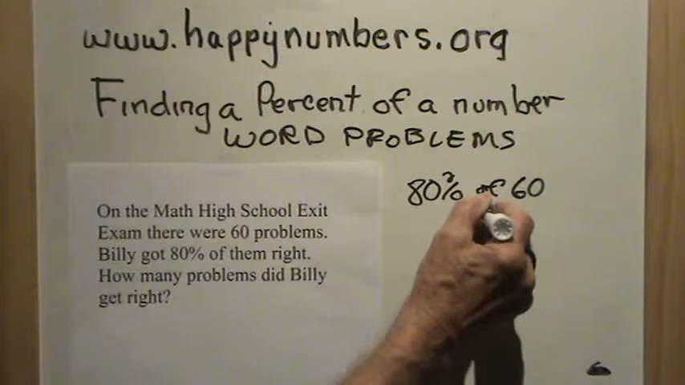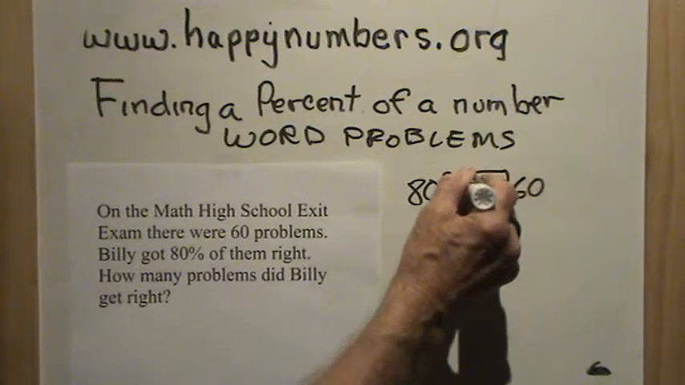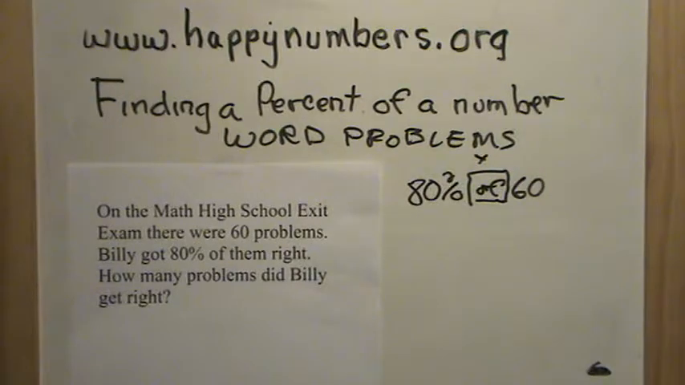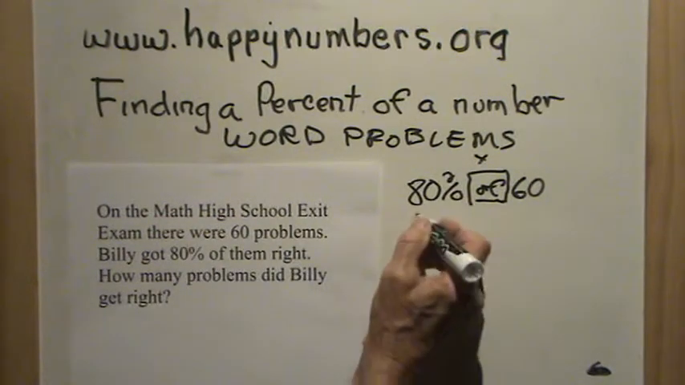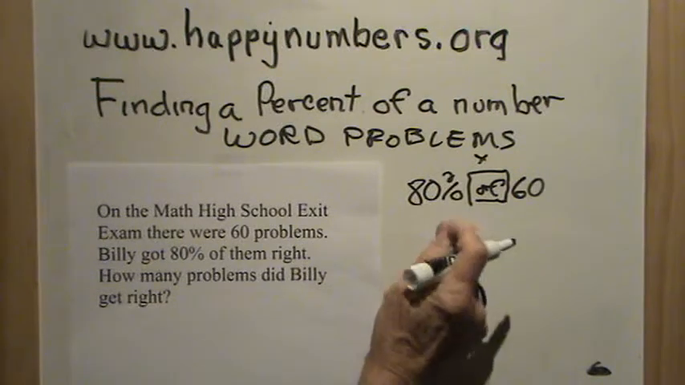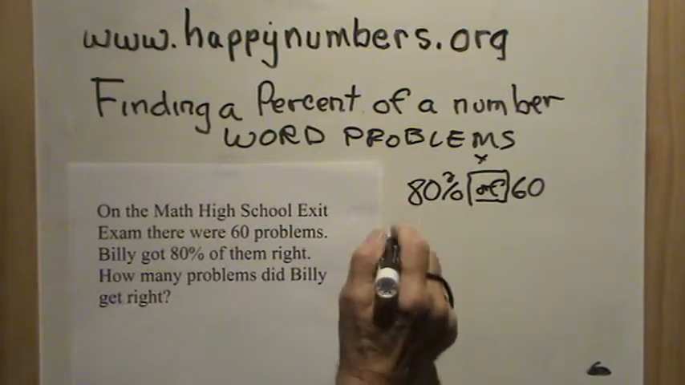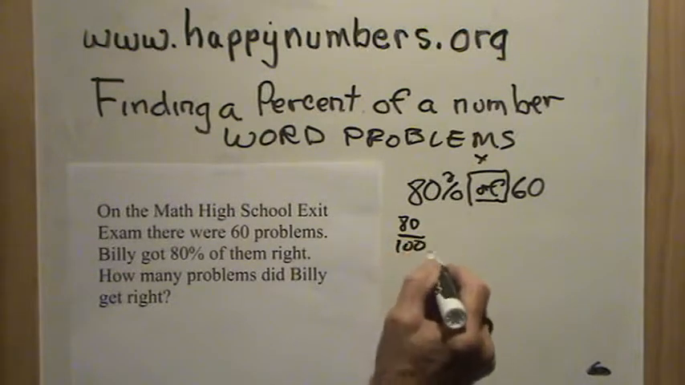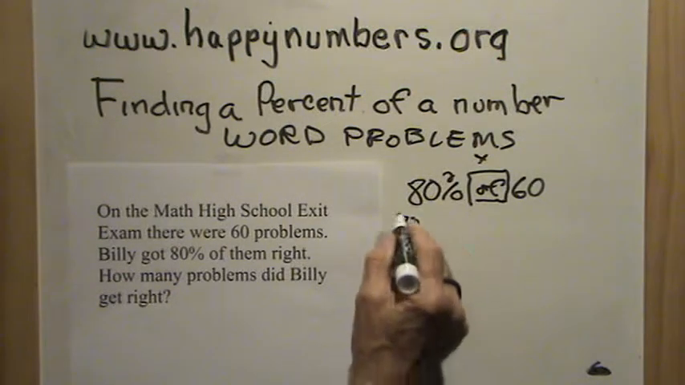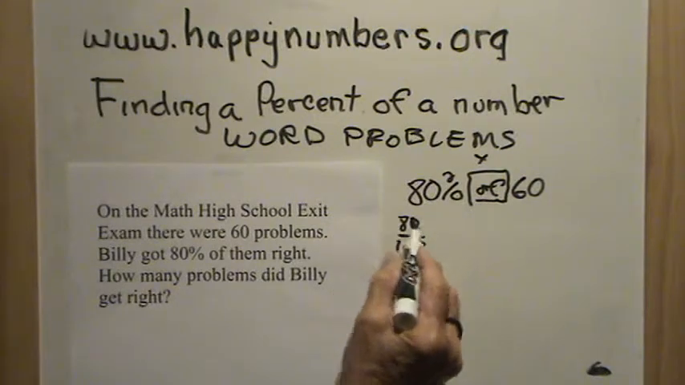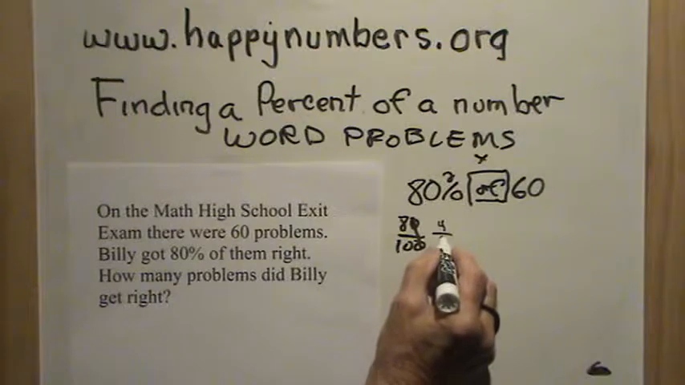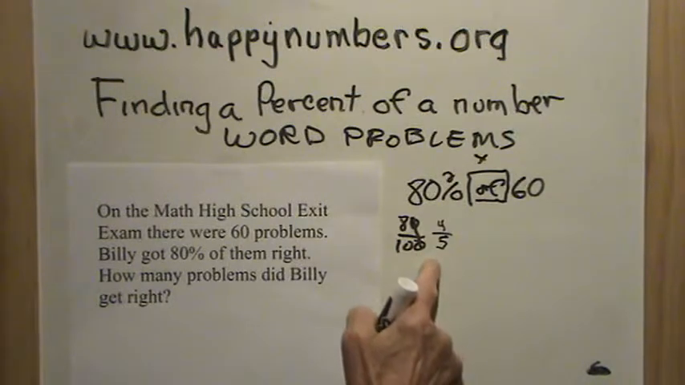Now remember, the word of in mathematics means multiplication. So we can approach this two ways. We can do this by changing this percent into a fraction. So 80 over 100 would be the fraction, and we could cross that out and then reduce to lowest terms. 2 goes into 8 4 times. 2 goes into 10 5 times. So that's the fraction, 4/5.